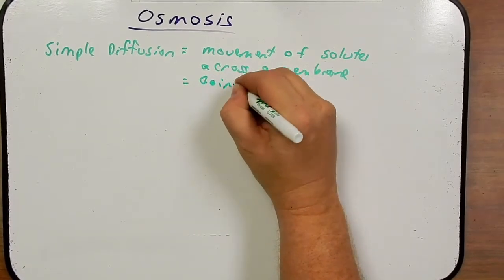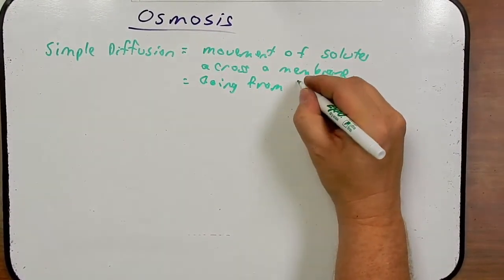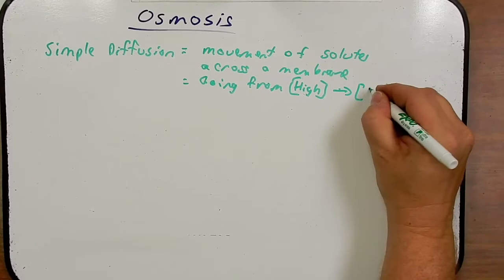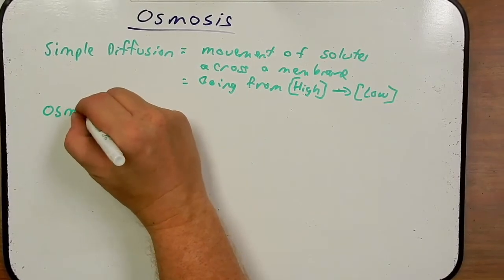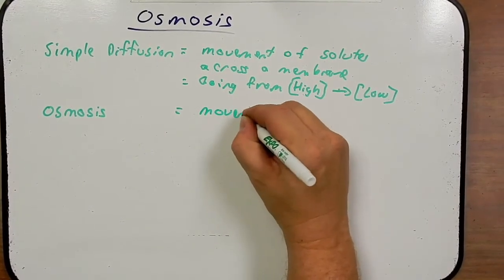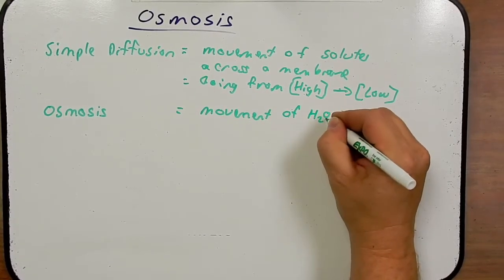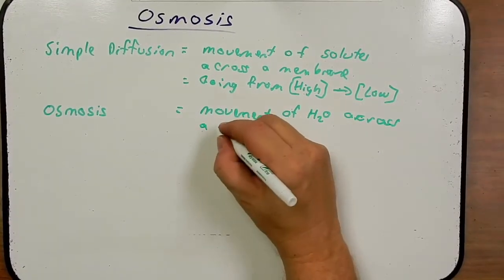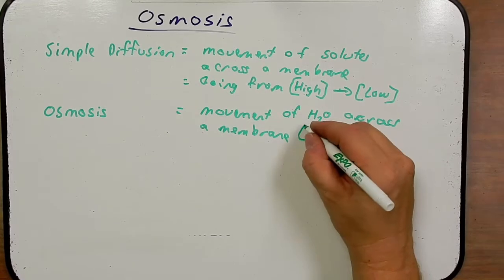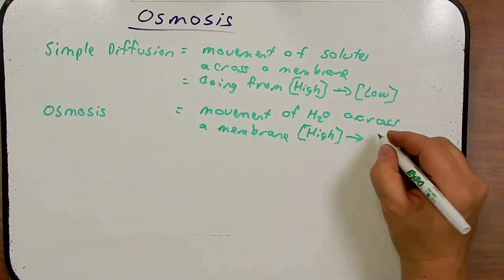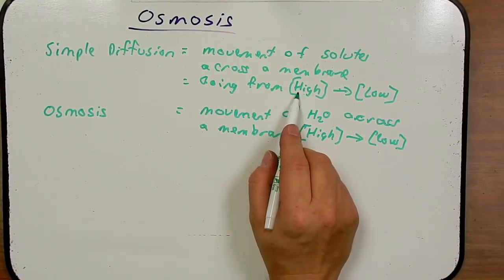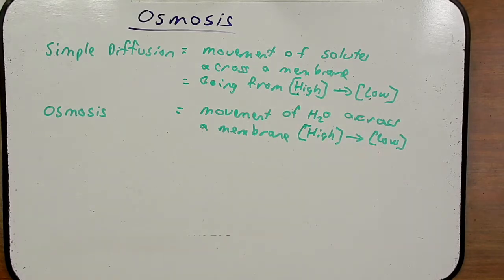Going from a high concentration to a low concentration. Osmosis is similar, except with osmosis, it's the movement of water across a membrane. But like simple diffusion, it goes from a high concentration of water to a low concentration of water. Simple diffusion goes from a high concentration of solute to a low concentration of solute. So they're similar in that way.